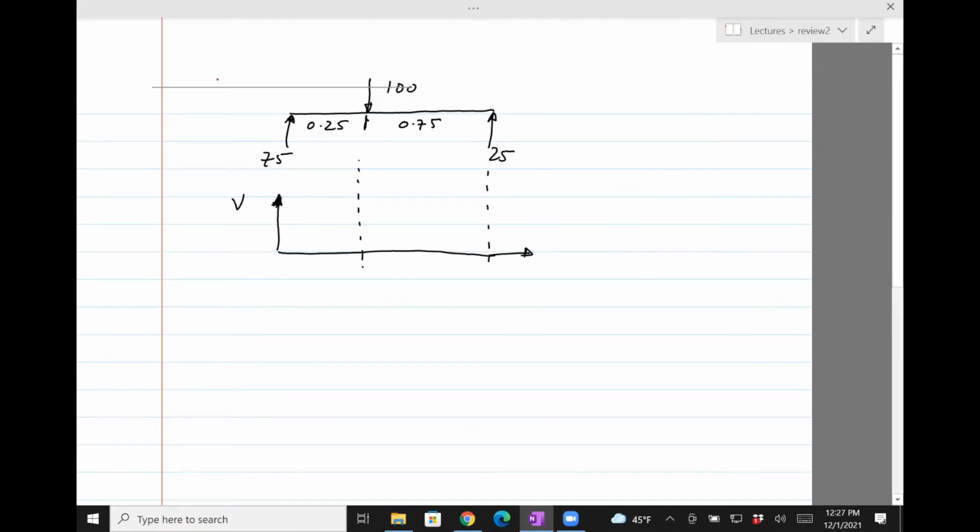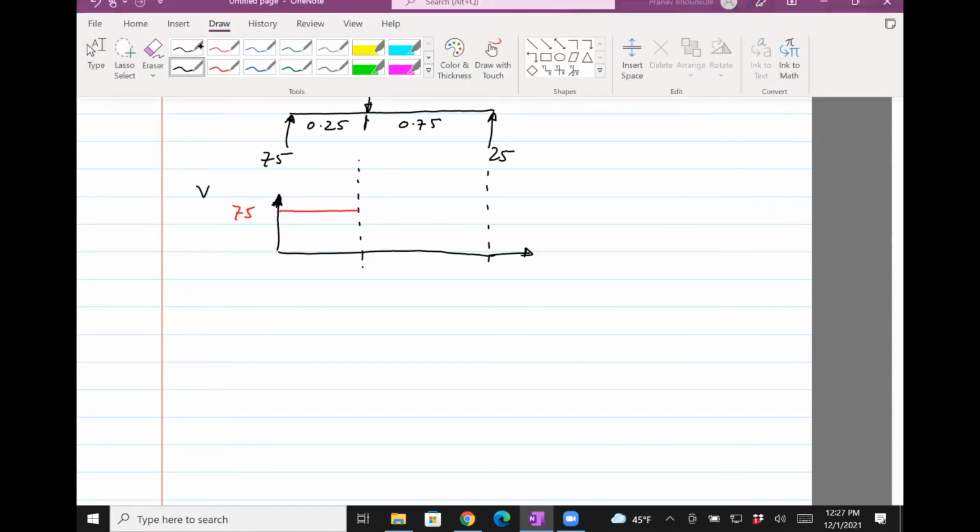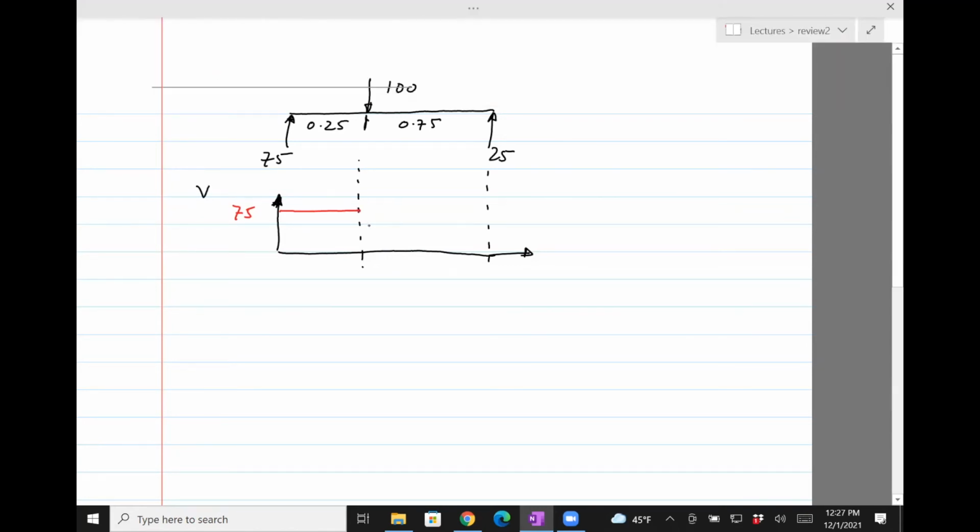Okay, so on the left, we have 75 upwards. So clearly that force is going to be 75. And then as you reach the point where the 100 Newton force acts, that's going to be downwards. So we need to do 75 minus 100, which is negative 25. It keeps going there till you reach here where there's an upward force of 25. So net will be 0 here. Okay, now let's do the bending moment diagram.